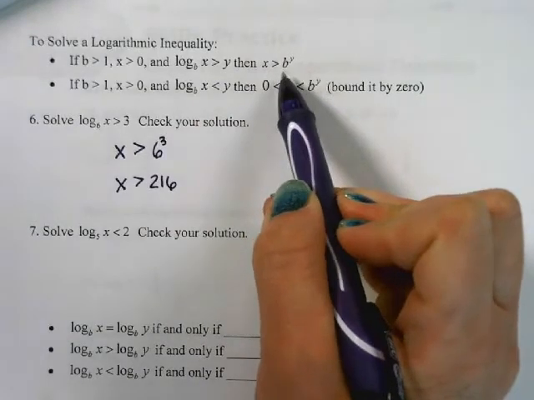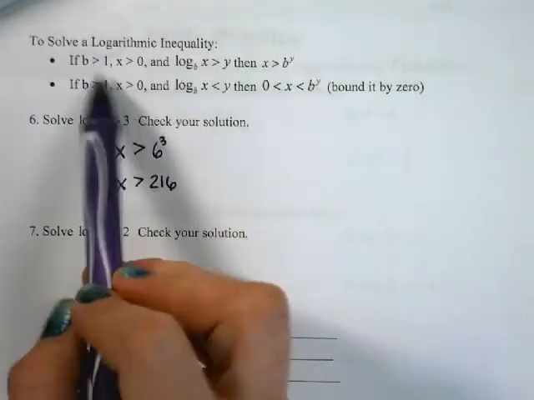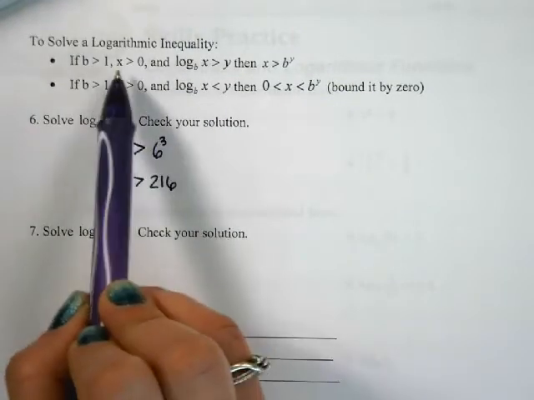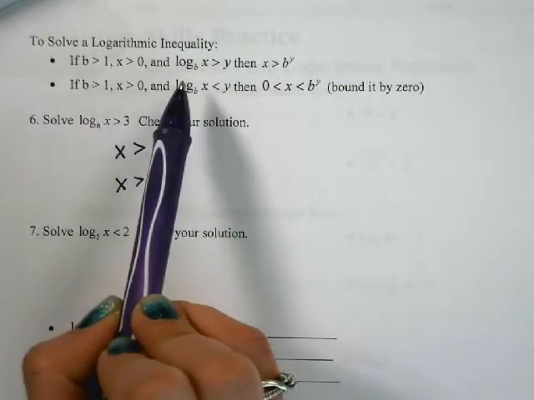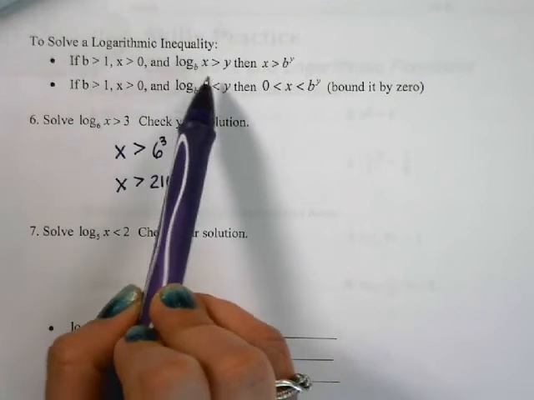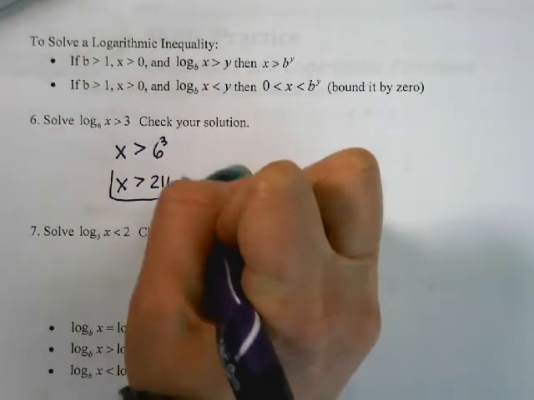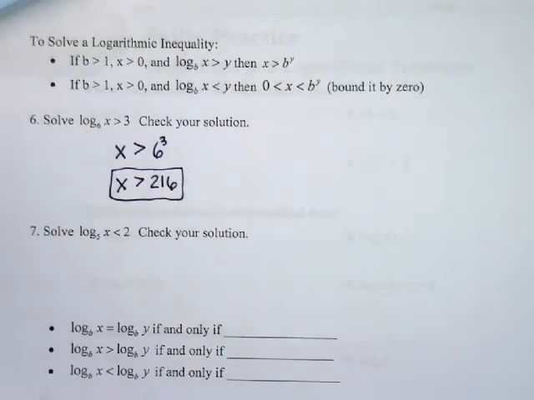That's actually that first one. If b is greater than 1, b was 6, and x is greater than 0, so we're going to assume it is, x is greater than b to the y. That's what we did. We're good to go. Think about numbers that are bigger than 216, right? 4,598,000. We're good.